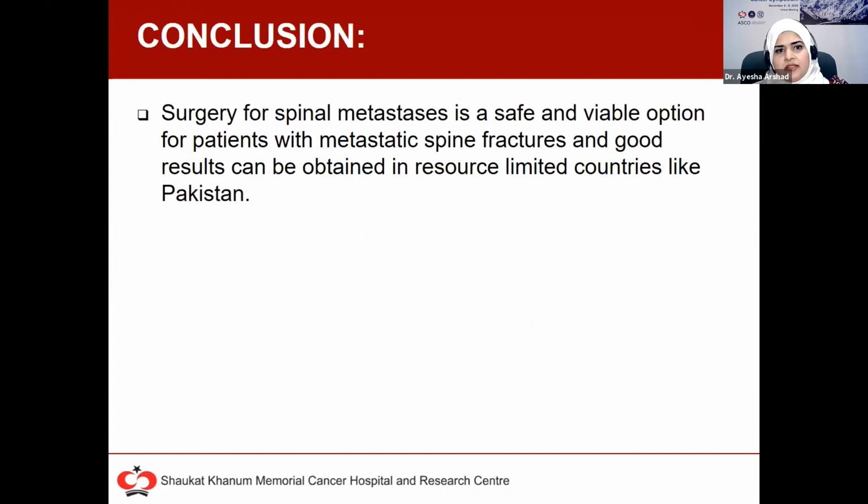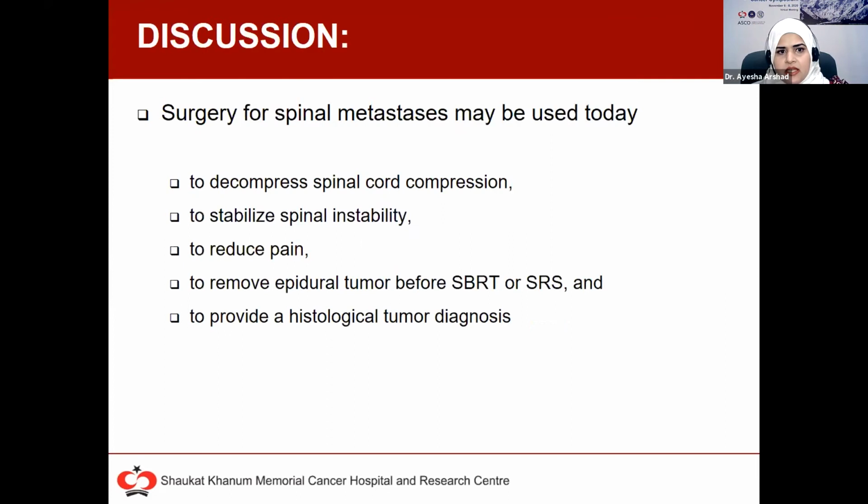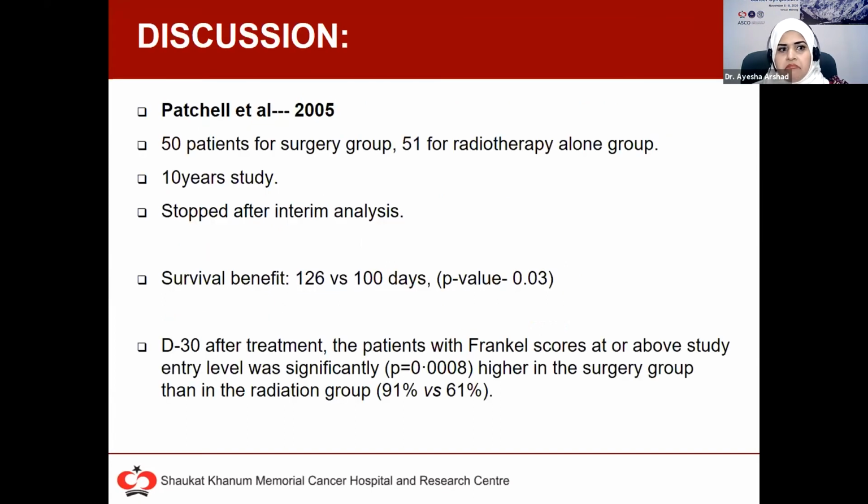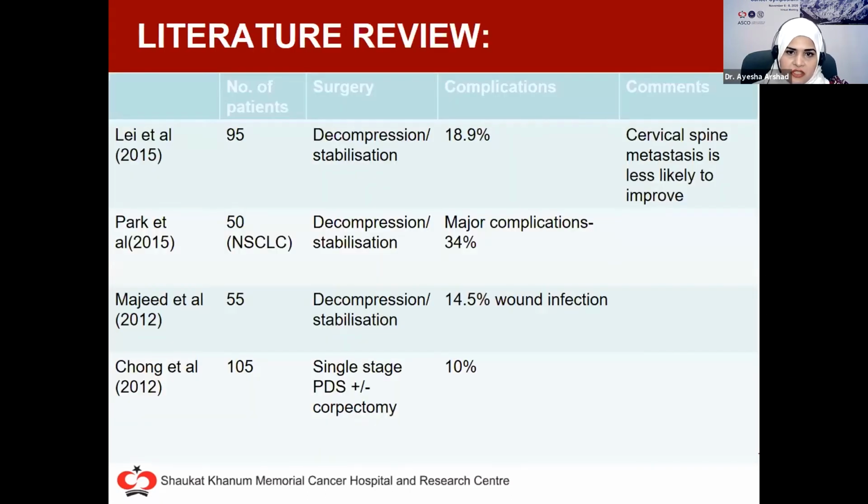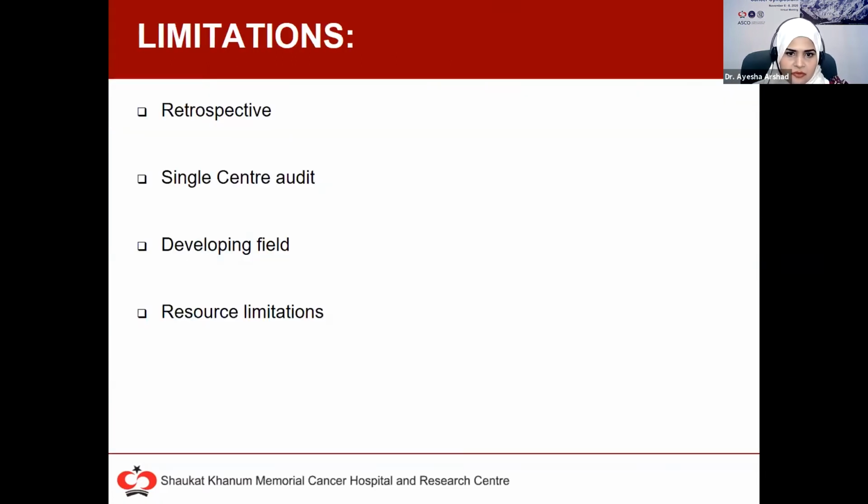So we can conclude that surgery for spinal metastasis is a safe and viable option for patients with metastatic spine fractures, and good results can be obtained in resource-limited countries like Pakistan. Surgery for spinal metastasis can be used for a number of indications, and it would be just fair to mention the landmark study done by Patchell et al. in 2005, which showed that this has a survival benefit and improves the neurological status and functionality of the patients later on. Lately, some other research work has been done. I am getting short of time, so I'll just skip through that.